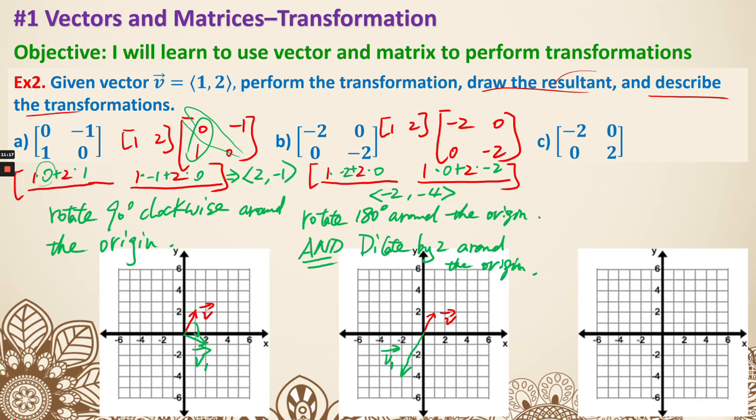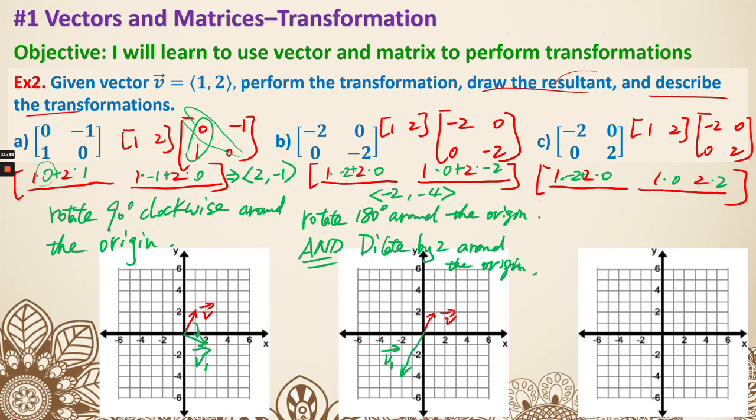That's question B. Moving on, [1, 2] then we have [negative 2, 0; 0, 2]. So let's do our multiplication. 1, 2, 1, 2, and we will have negative 2, 0, multiply, add, and 0, 2, multiply, add, which gives us negative 2, comma, 4. So let's graph them. First, we have 1, 2, that is my vector.